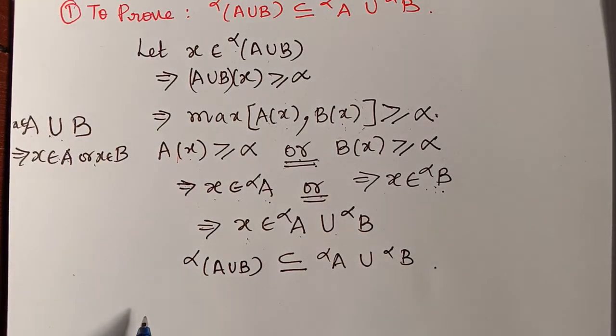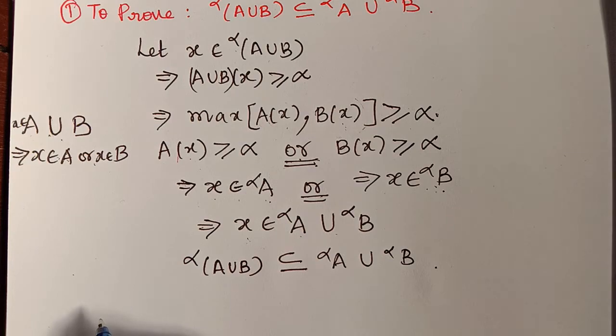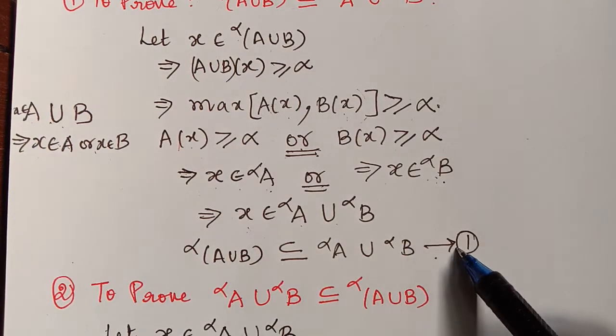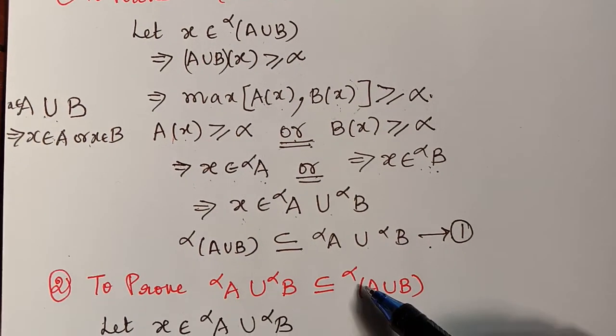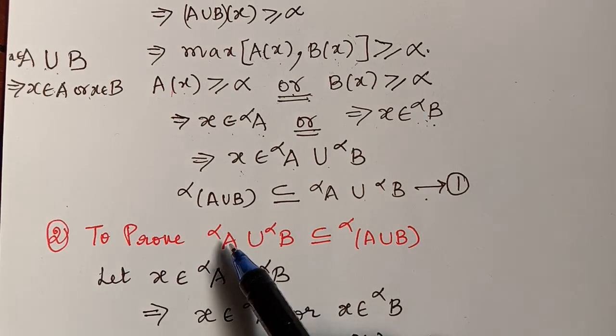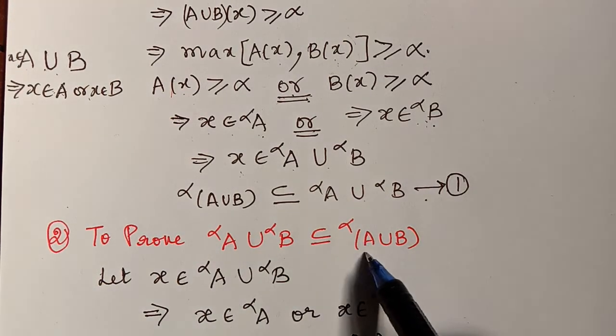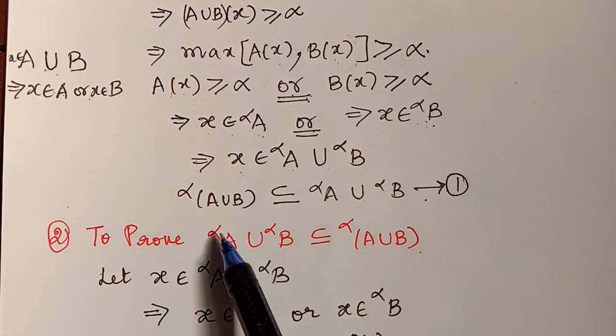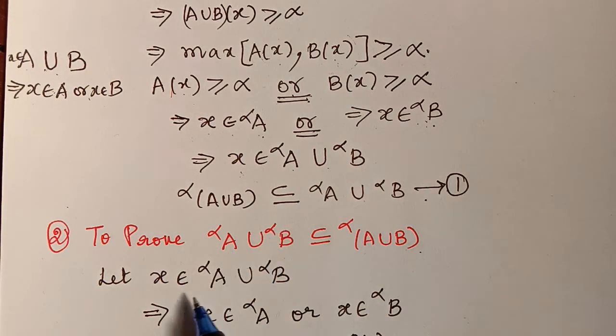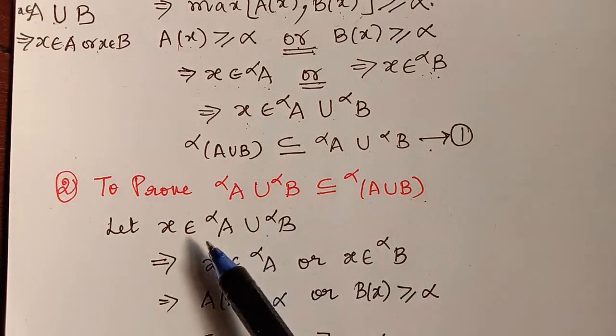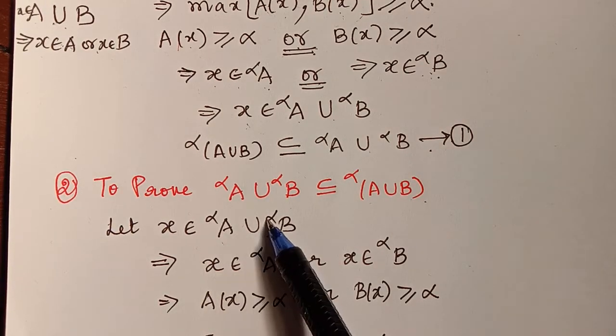Now next we have to prove the second step. Let's mark this as equation 1, and now we are proving the second step, that is we have to prove that alpha cut of A union alpha cut of B is a subset of alpha cut of A union B. So for that, first we consider an element from this set, and X is an element of alpha cut of A union alpha cut of B.